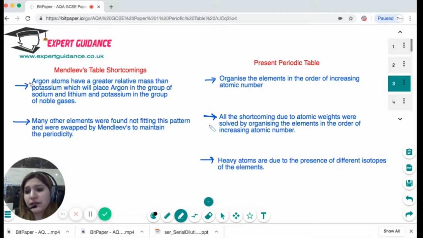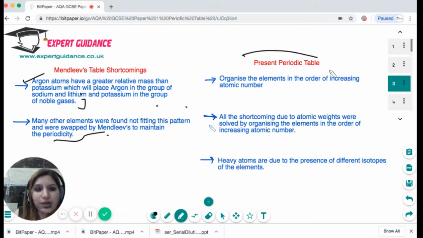But again, that was not that effective because not all elements fit into that pattern. One of the shortcomings was argon, which had a relatively greater mass than potassium and should be placed before potassium. But if we do that, argon will be placed in the group of sodium and lithium, and potassium will come in the group of noble gases. So that is not a trend in the properties. Many other elements were also found not fitting this pattern, and Mendeleev swapped them in order to maintain the periodicity, but his periodic table was not universally accepted.